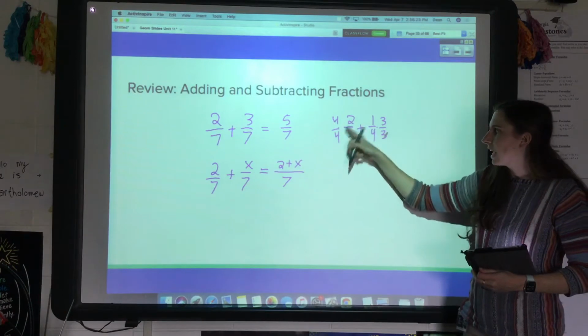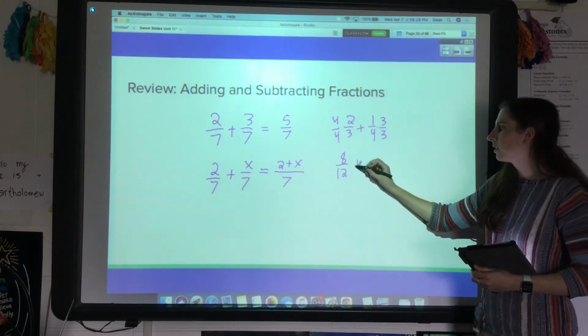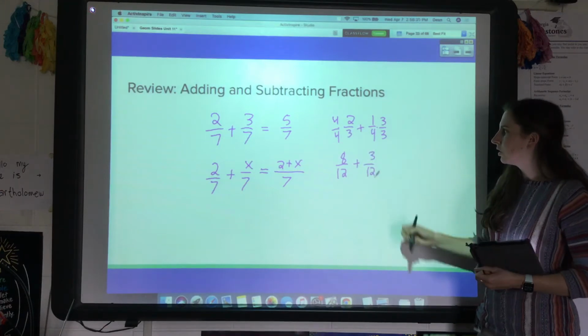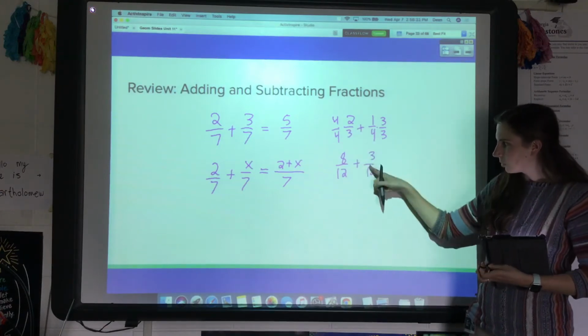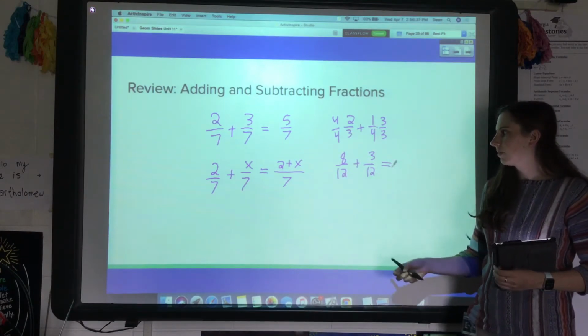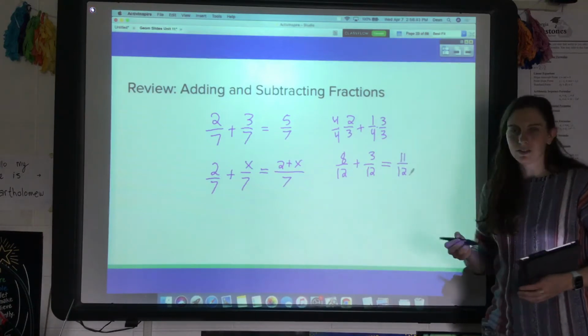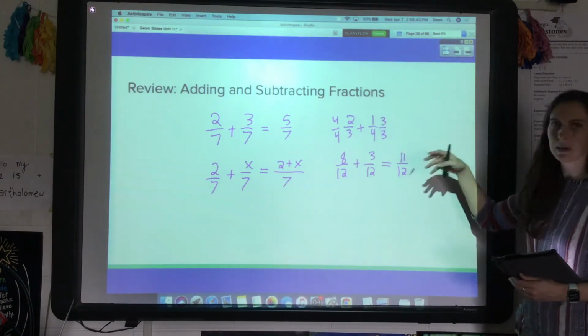So this becomes 8/12, and this becomes 3/12, which is really the same as 2/3 plus 1/4. But now I can add them because they have a common denominator. So add up 8 plus 3, which is 11, over that 12. All right, so keep that process in mind.